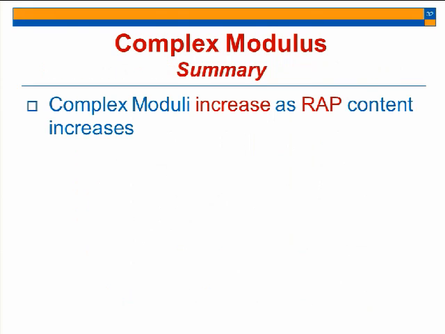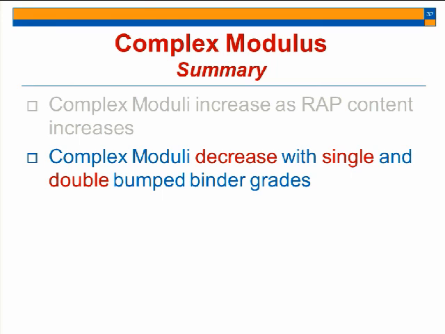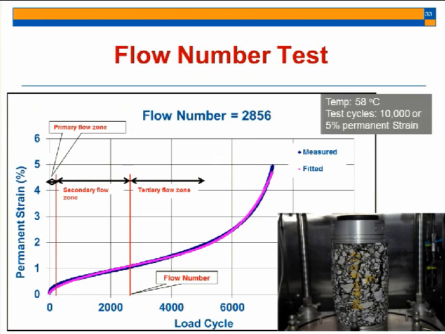So in a nutshell, the complex moduli increase as the RAP content increases, and the complex moduli decrease with the single and double bump binder grades. Although these effects were not always very consistent, the general trend was there, and we could see it in the figures. The flow number tests were conducted on these samples at 58 degrees centigrade, and the failure criteria was 10,000 cycles or 5% permanent strain. Flow number is a kind of indicator of rutting potential of mixtures.